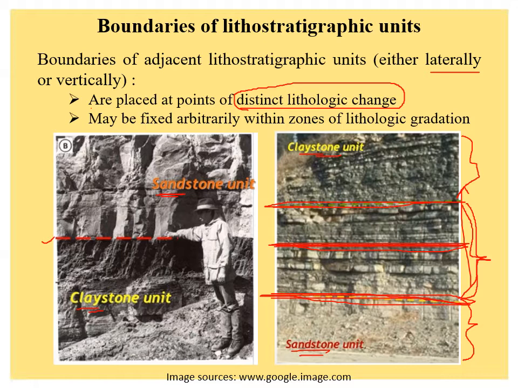So where there is a gradational contact, a gradational changeover from one litho unit to another litho unit, we basically fix the lithological boundaries arbitrarily. Some may draw the lithological boundary here, some here, some here. So this boundary is basically an arbitrary boundary which indicates the changeover from a particular lithological unit to another litho unit.